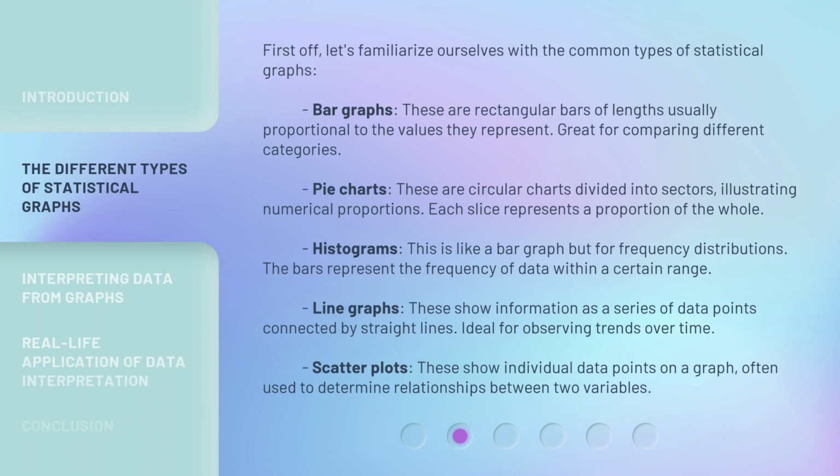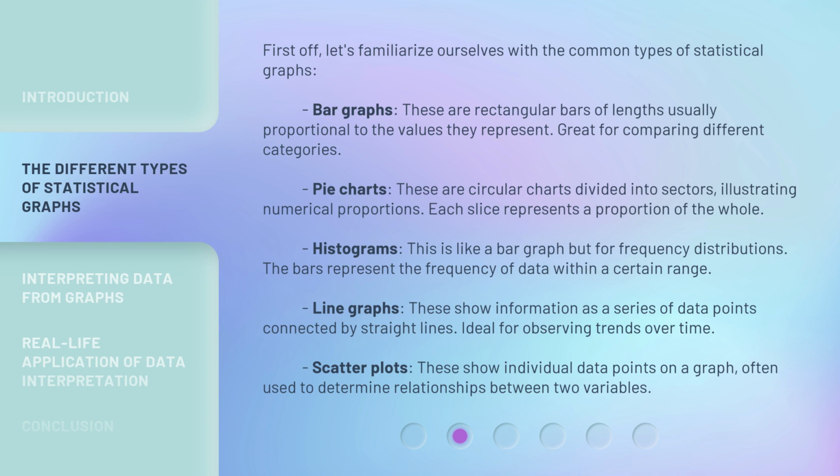First off, let's familiarize ourselves with the common types of statistical graphs. Bar graphs. These are rectangular bars of lengths usually proportional to the values they represent. Great for comparing different categories. Pie charts. These are circular charts divided into sectors, illustrating numerical proportions. Each slice represents a proportion of the whole.